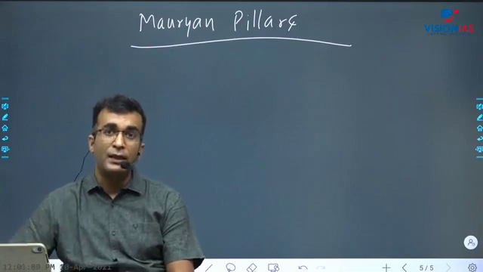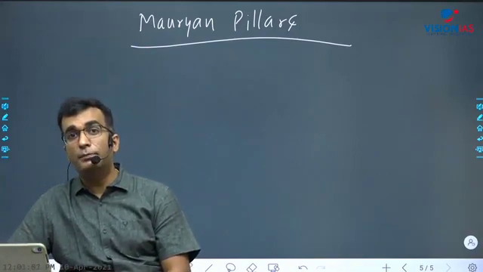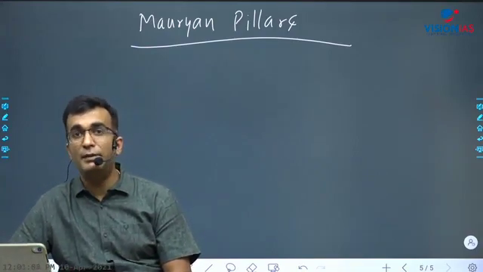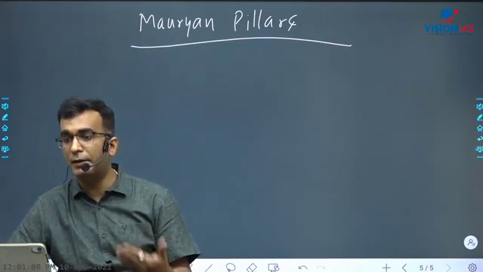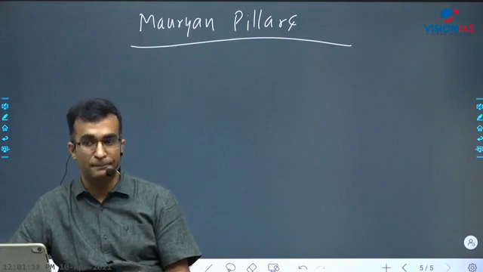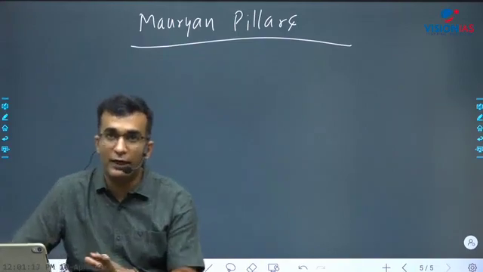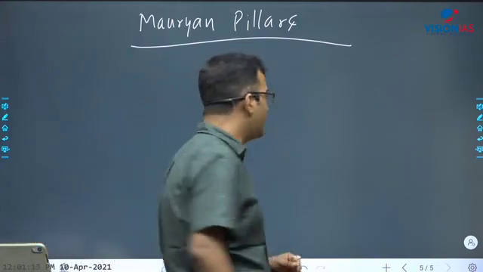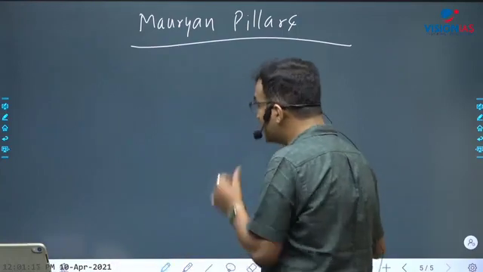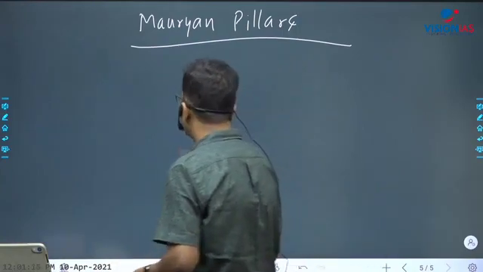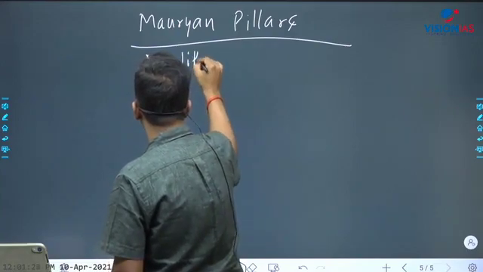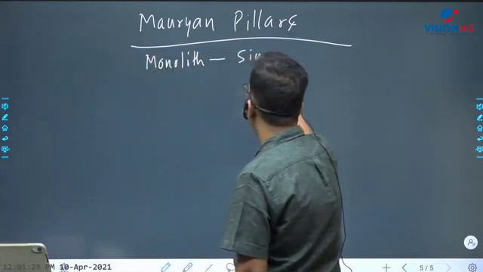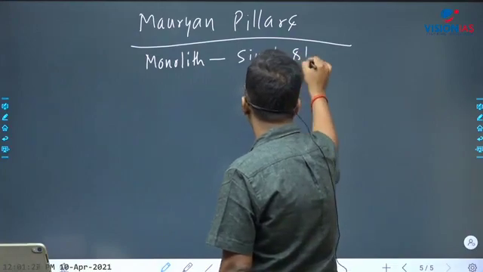That's one topic. Then we have to look at the purpose of this pillar, why these pillars were created, and moreover how the purpose got changed after some point of time. First of all, when you look at the Mauryan pillars, the Mauryan pillar is basically a monolith structure. And what do you mean by monolith? Made from a single stone. So it is created from a single stone.